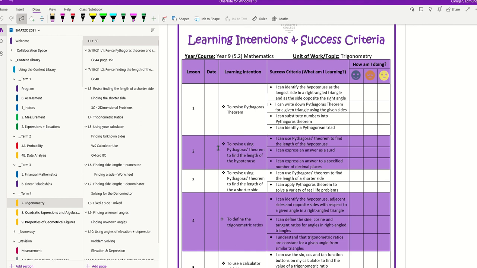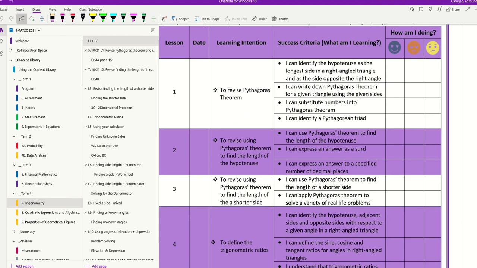Lesson 2, our learning intention is to revise using Pythagoras' theorem to find the length of the hypotenuse. At the end of this, you should be able to say to yourself, I can use Pythagoras' theorem to find the length of the hypotenuse. I can express the answer as a surd, which means leaving it as a square root. And I can express an answer to a specified number of decimal places.